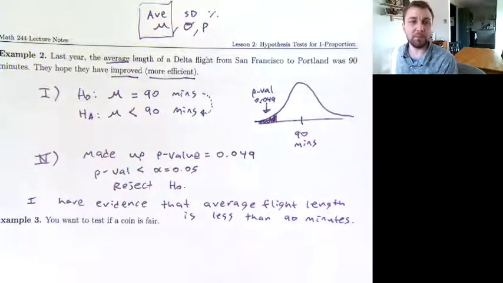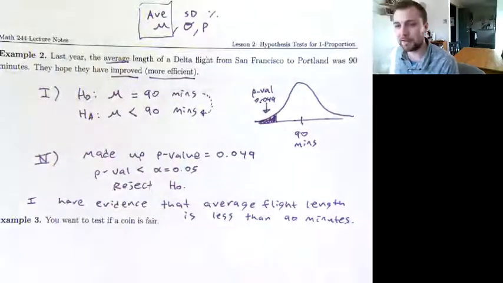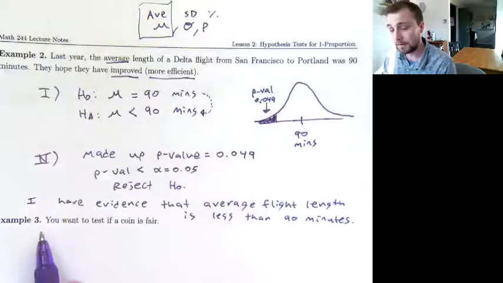You might want to be more specific and say the average Delta flight length from San Francisco to Portland. I'm just writing a bare minimum sentence here. It's definitely a good idea to go a bit further. Let's look at another one.